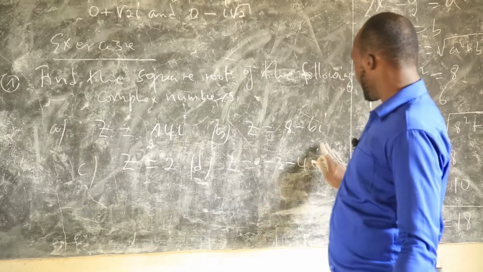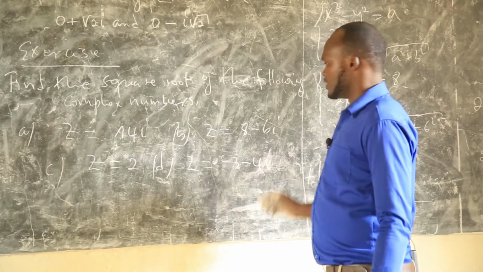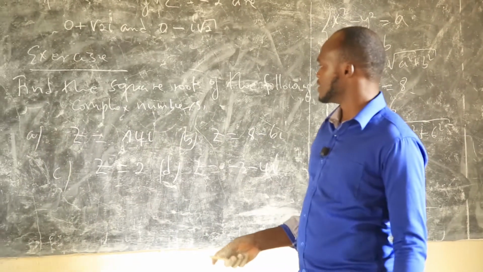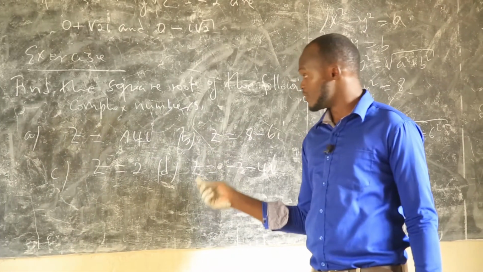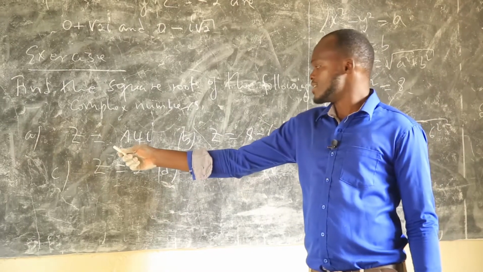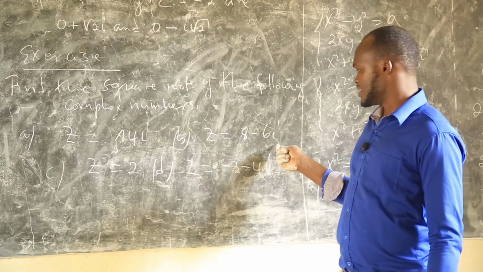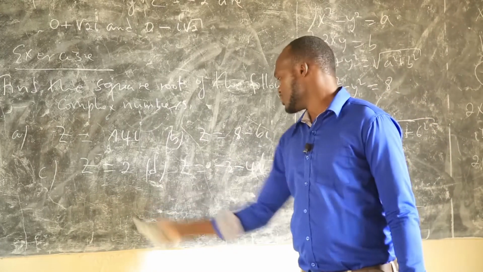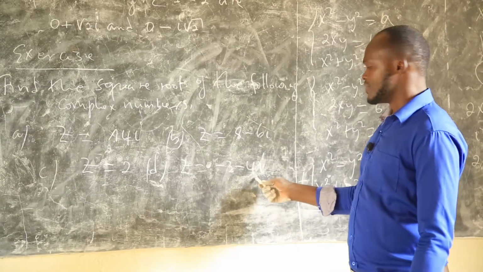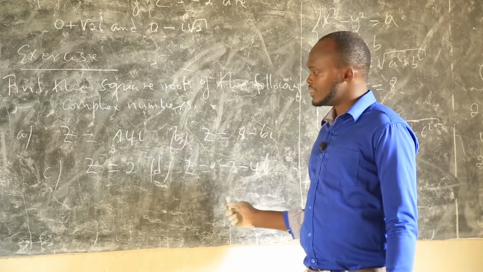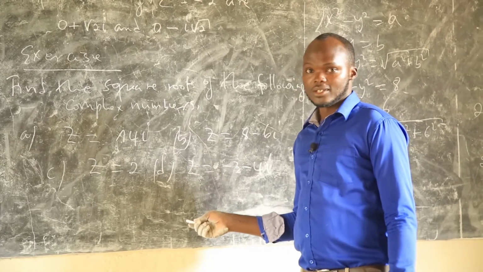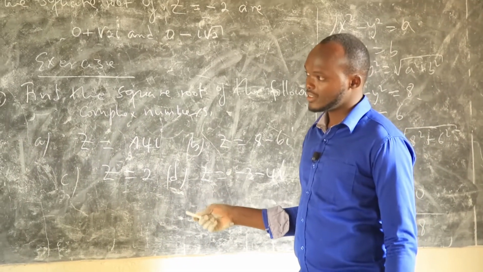Please try this exercise, which is to find the square root of the following complex numbers, where A is z equal to 14i, B is z equal to 8 minus 6i, C is z equal to 2, D is z equal to negative 3 minus 4i. After doing the exercise, it will help us to know that you have understood the lesson.